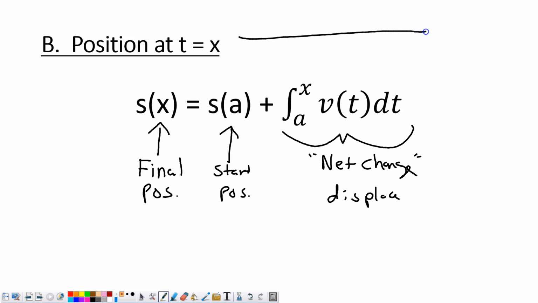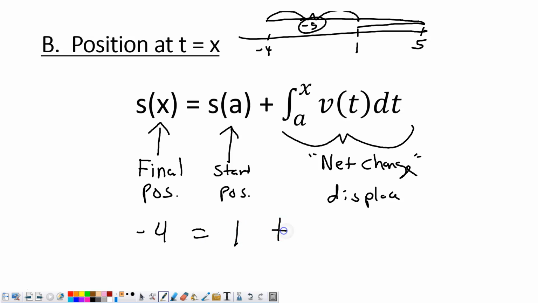Remember my number line problem? I started at 1. And then I went to 5. And then I went back to -4, right? And what was my displacement? It was -5. So, what was my final position? What was my starting position? What was my displacement?